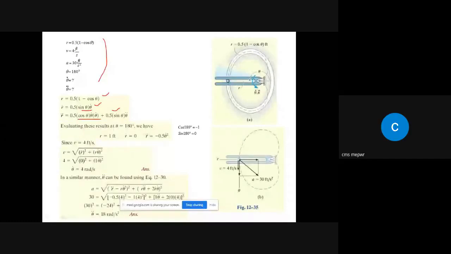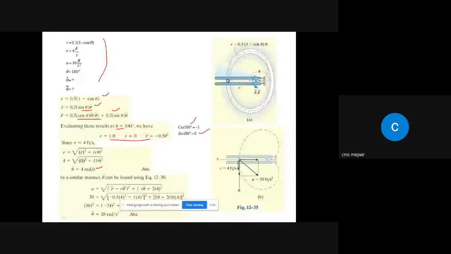At theta equal to 180 degrees, put these values over here. Remember, cos 180 is equal to -1, sin 180 is equal to 0. So when you put these, you will get the r dot and r double dot values. Put them in the equation, that is v is equal to vr plus v theta, both squared, like vr squared and v theta squared. vr is equal to r dot and v theta is equal to r theta dot, as we did in the previous slide. So by solving, we get theta dot equal to 4 radian per second, right?